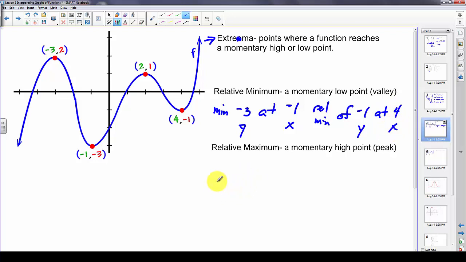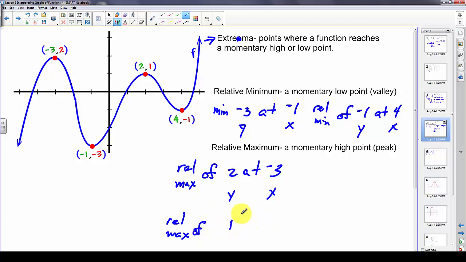If I want to talk about a relative maximum, these are the peaks, so we say a relative max of 2 is the y value, and that happens at negative 3, once again the y and the x. And then we also have a relative max of 1, and I'm talking about this point up here, at an x value of 2.